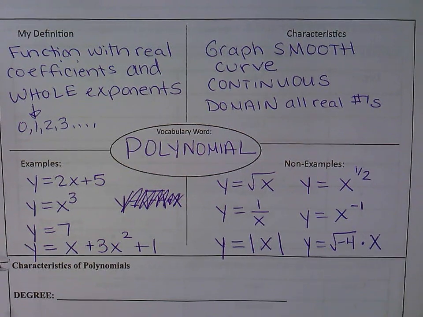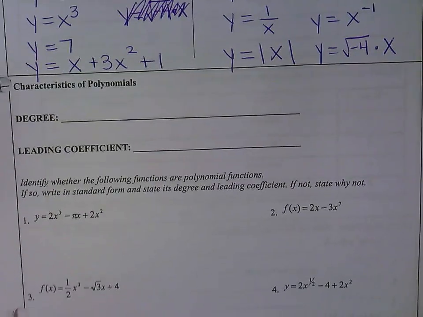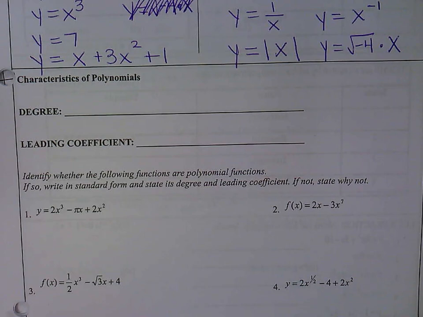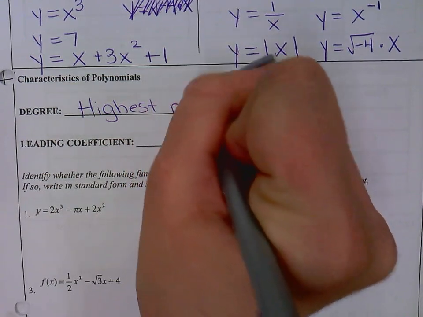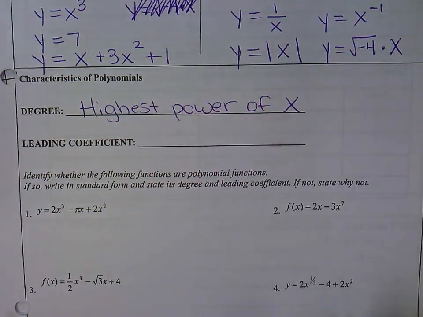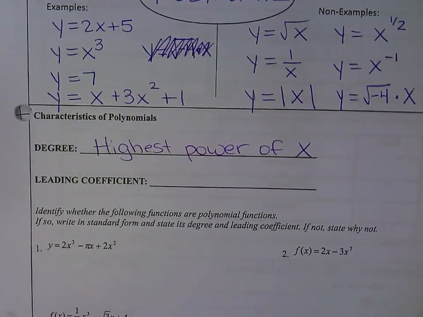Okay, so next, here's what you have to be able to determine about a polynomial, the degree. The degree is the highest power of x. So in this function, the degree is 2. I don't care about this x. This x is higher. The degree is 2. So this is a quadratic. This actually has a degree of 0.